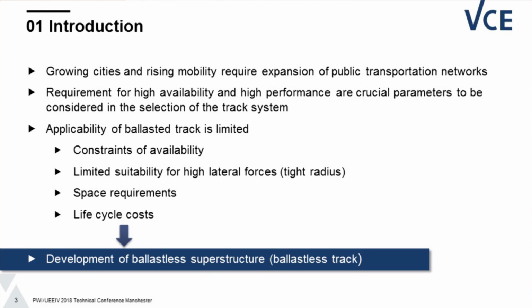What are the requirements for such track systems? Of course, we need high availability because the trains run up to every 3 minutes. For example, in Vienna, the narrowest gap between two trains is below 3 minutes. This means very high availability of the track is needed, and high performance. This leads to very strict requirements for the track. And therefore, ballastless track systems are sometimes necessary, especially to avoid constraints of the availability.